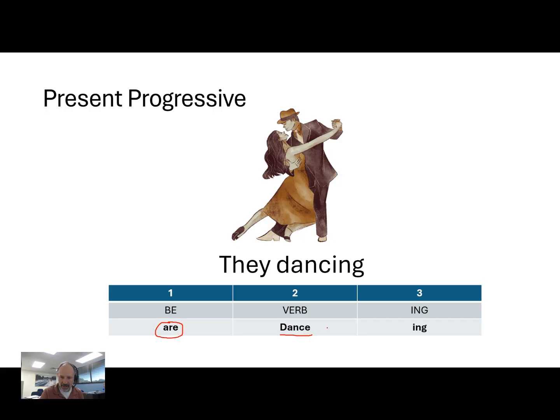This has a funny spelling rule. When a verb ends with E, like dance, I add ing. Before I add ing, I need to drop the E and add ing. So the correct answer is they are dancing.